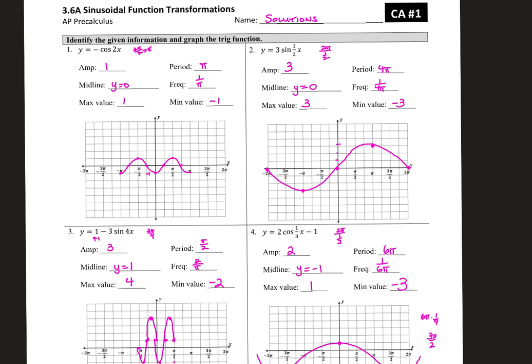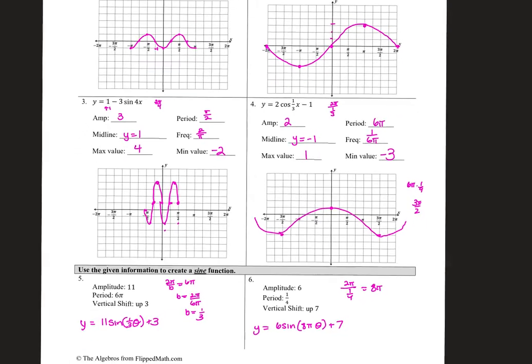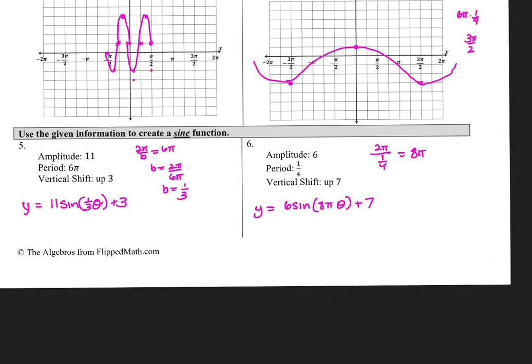Sure, 3.5. And then on the bottom, here was the information. You have to give me the equation.